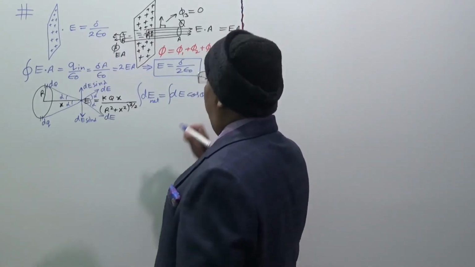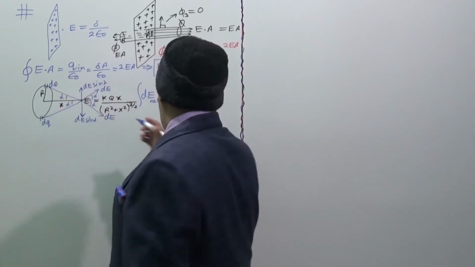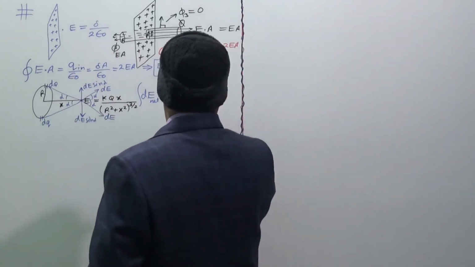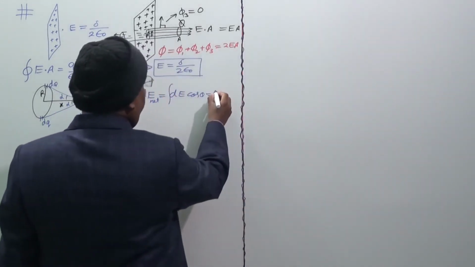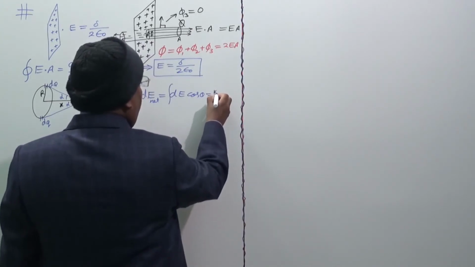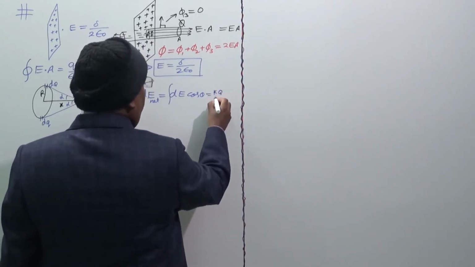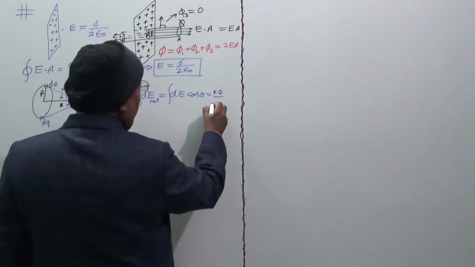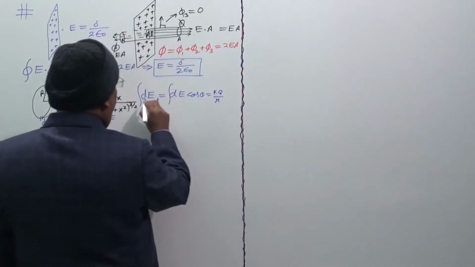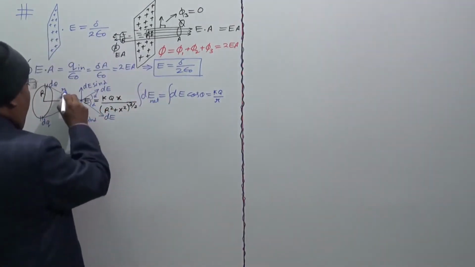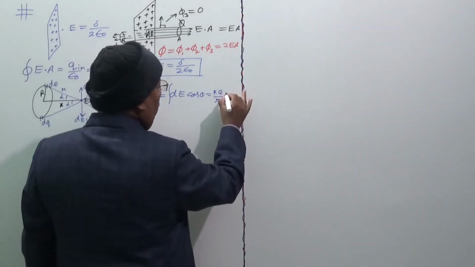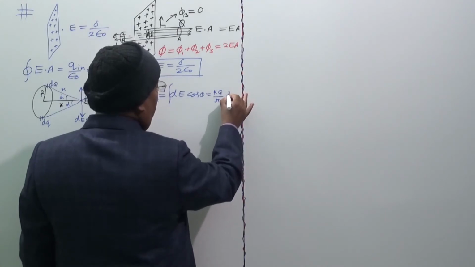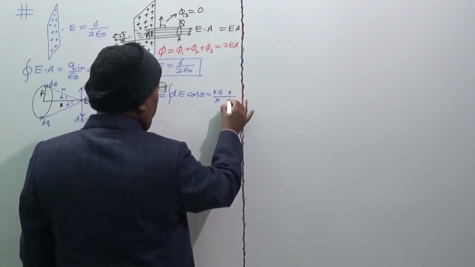So if you integrate the whole, you can get here K Q by, if this one is small r, and for cos theta it is x upon r, that is x upon r.